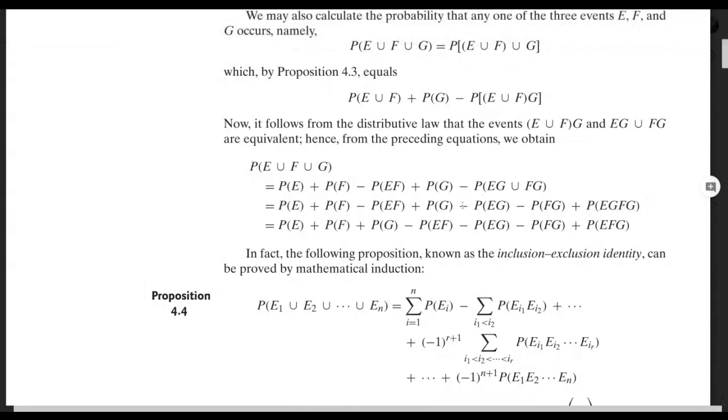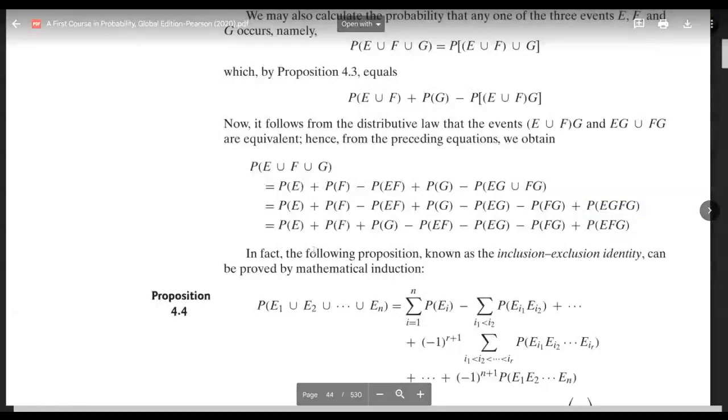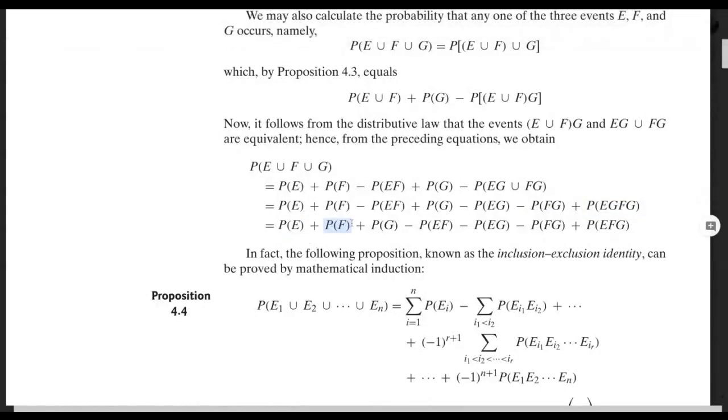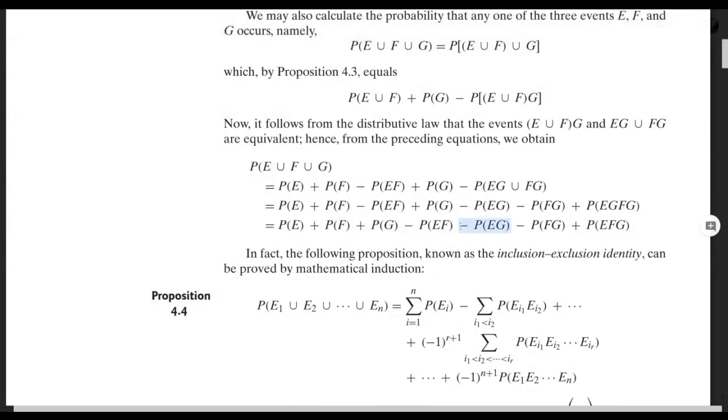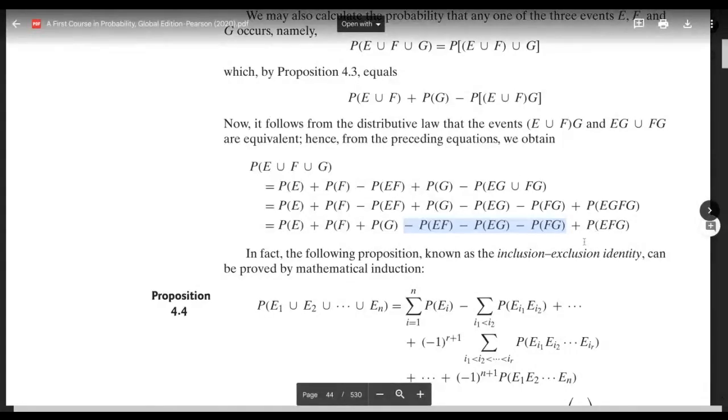With this minus sign already, let's switch the positive to be negative and negative to be positive. Then we have the probability of E, F, G, minus the probability of the intersection of EF, minus the probability of the intersection of EG, minus the probability of the intersection of FG, but plus the probability of the intersection of those 3 events. Why? Because in here we subtract once, we subtract twice, we subtract 3 times, but this is the intersection of 3 events.